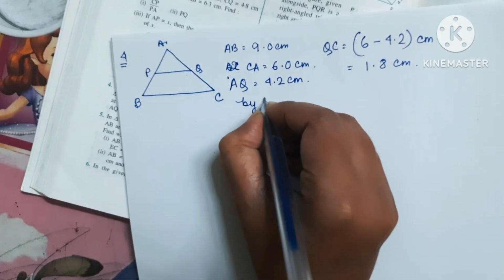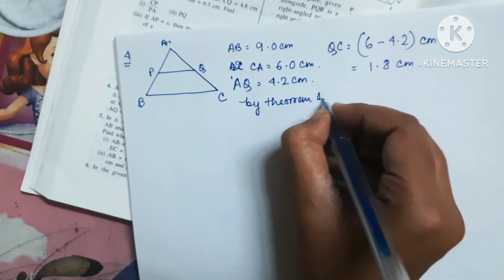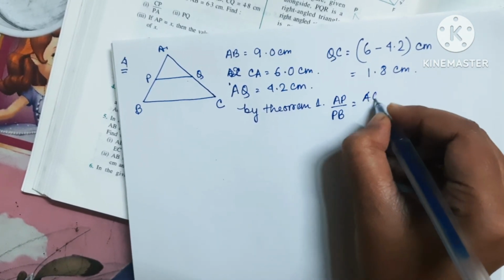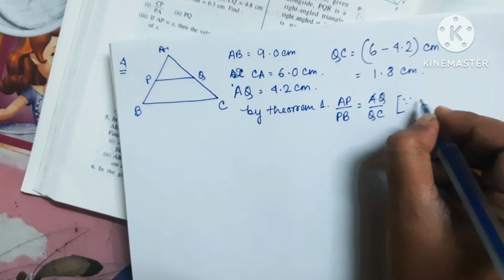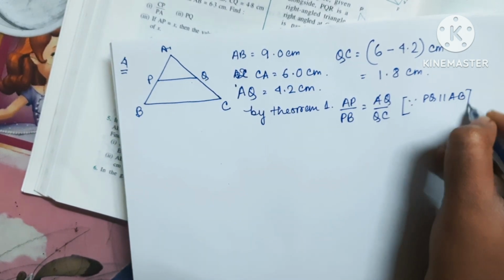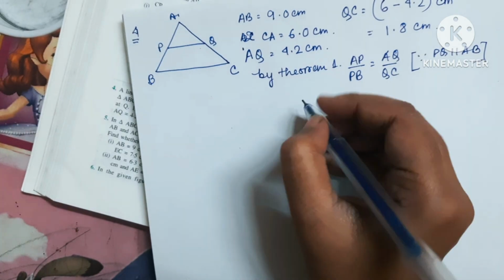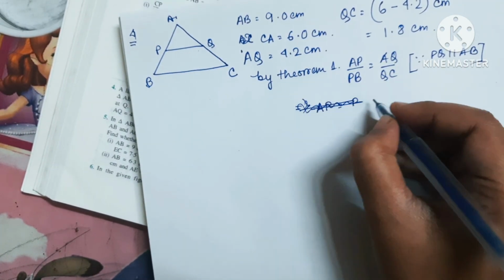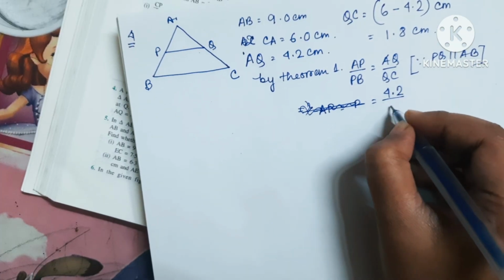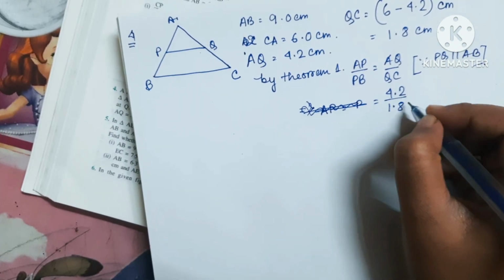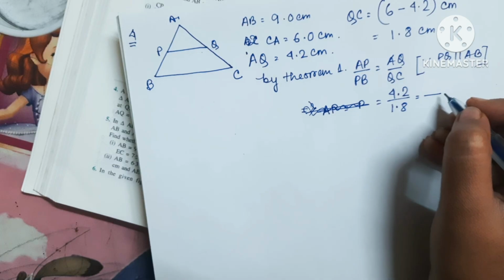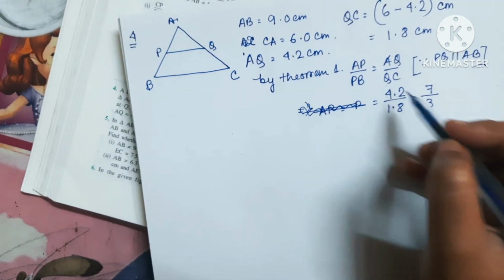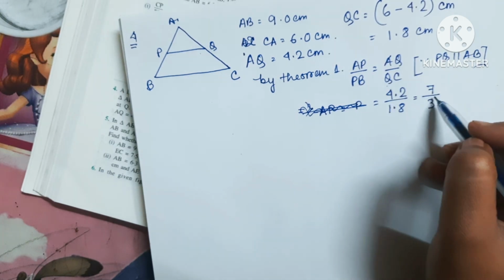By theorem 1, AP by PB is equal to AQ by QC, since PQ is parallel to BC. So you can write from here AQ by QC. AQ is given to you, so AQ by QC is 4.2 by 1.8, so that will be 7 by 3. So AQ by QC, that is the proportion, is equal to 7 by 3.